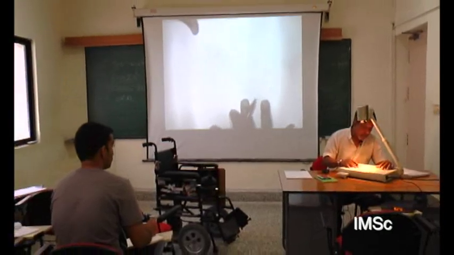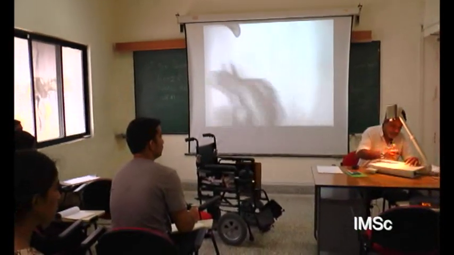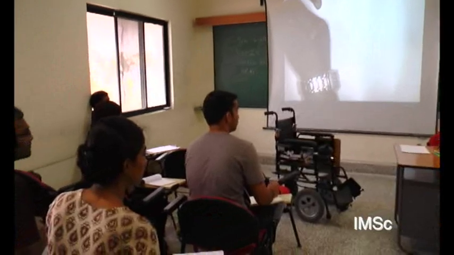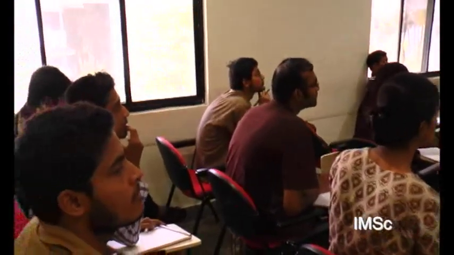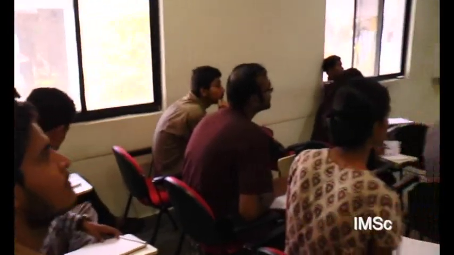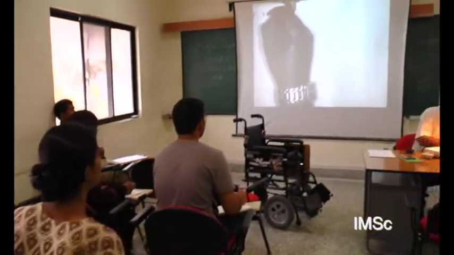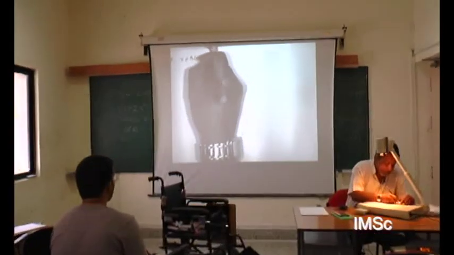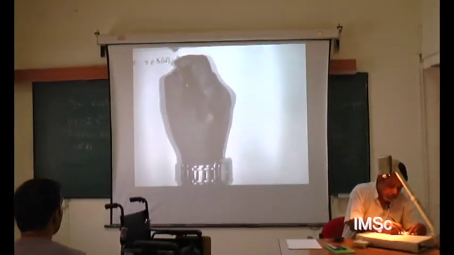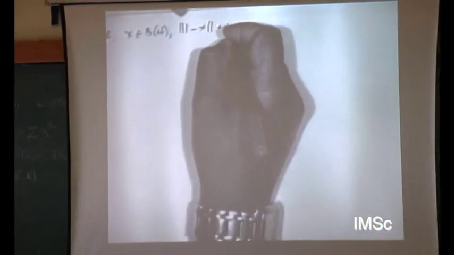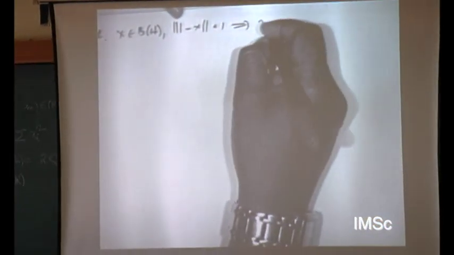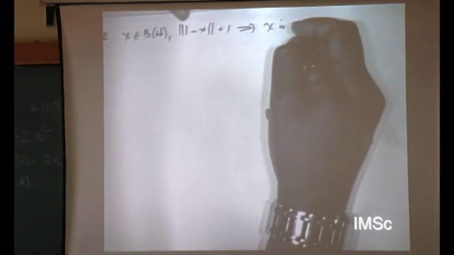So let me prove a couple of other things, some of which are quite standard, which you may be familiar with. So I retain the same numbering, so this is number 2. So this is for a general x in B(H). If norm x is less than 1, then 1 minus x is inverted.